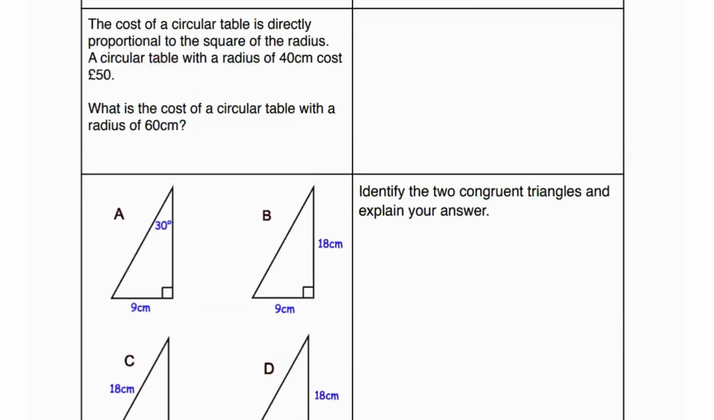Next question says the cost of a circular table is directly proportional to the square of the radius. A circular table with a radius of 40 centimeters costs 50 pounds. What is the cost of a circular table with a radius of 60 centimeters? So we can see that the cost is directly proportional to the square of the radius, which means C equals K times R squared. K is your constant of proportionality.